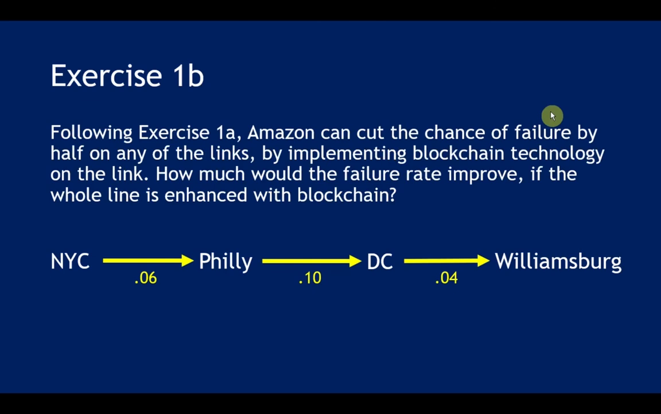The second part of the first exercise is about Amazon cutting the chance of failure by half on any of the links. They can do this by implementing blockchain technology on the link. How much would the failure rate improve if the whole line is enhanced with blockchain?